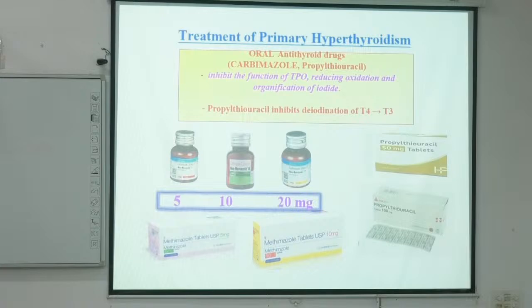And carbimazole, in the trade name of Neomercazole, is widely available, and it is given in doses of 5 mg TDS or 10 mg TDS, thrice daily, depending on the case. And you need to adjust the dose. Methimazole is also available. Propylthiouracil is also available in 100 and 200 mg tablets.